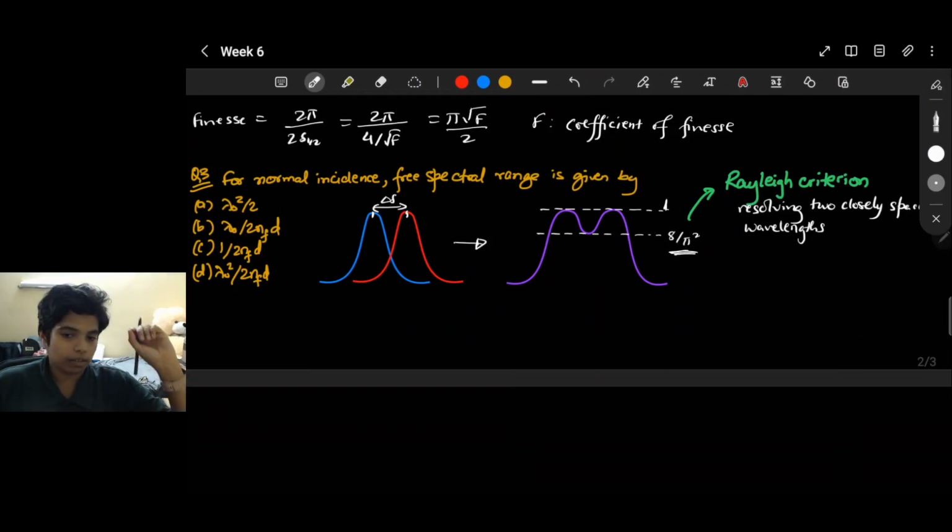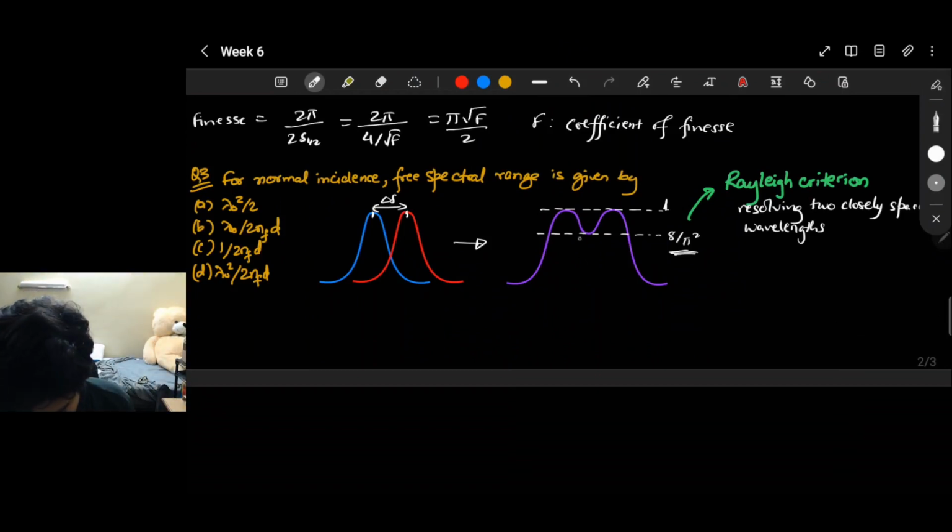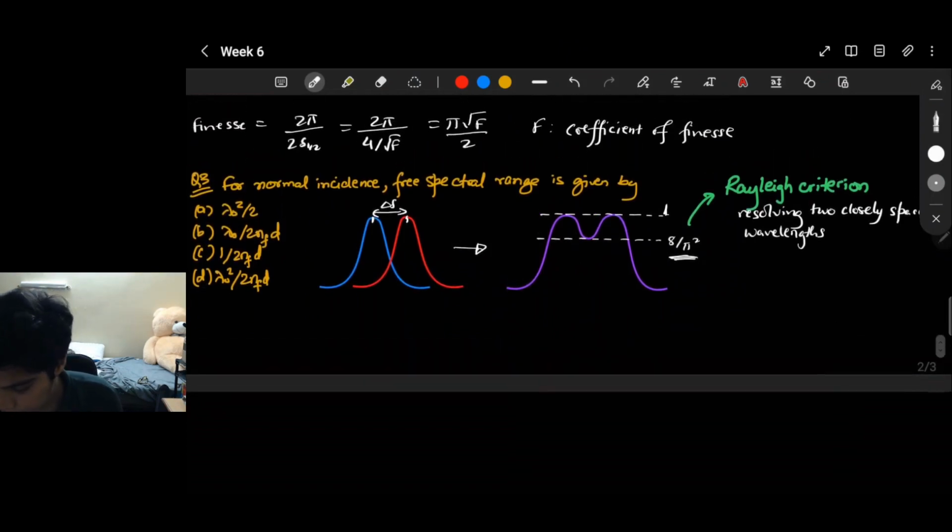If the dip is at 0, if it comes all the way down, over here, then that is the best possible resolution. And if it is greater than 8 by pi squared, that means we are not able to resolve. If the dip is coming over here, then we are not able to resolve. So greater than 8 by pi squared, if that is the location of dip, not able to resolve. Less than 8 by pi squared, if that is the location of the dip, we are able to resolve perfectly, like very nicely. Dip at location 0, perfect resolution. At 8 by pi squared, that means just able to resolve. Okay.